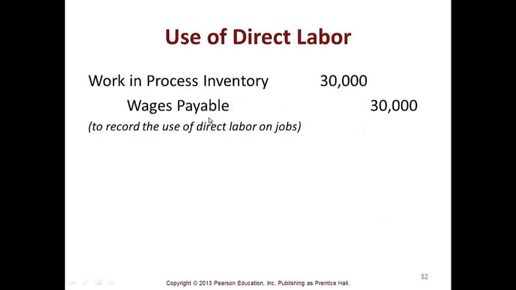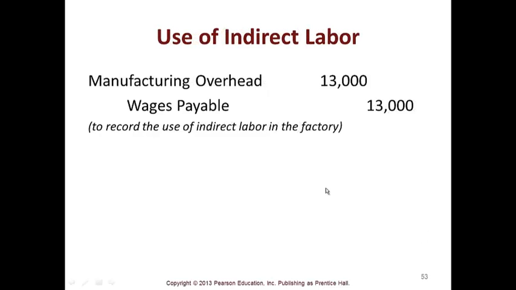Then you have wages payable for all the people that were paid into the work in process inventory based on all those little job cards we showed earlier as people track their time against jobs. And then you need to record the use of indirect labor. So this is the manufacturing overhead labor that gets put from wages payable into manufacturing overhead.